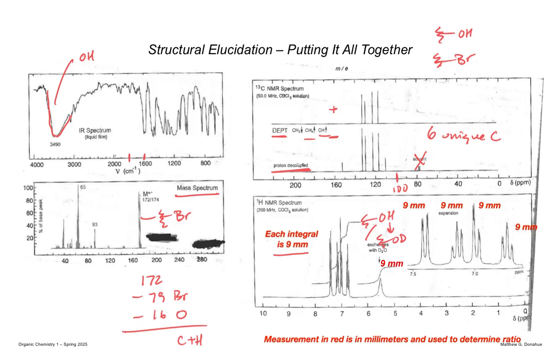Notice the integrations are all 9 millimeters, right? If we take 9, divide by 9, we get 1. So that's telling us each of those integrates to 1 hydrogen. So 1H, 1H, 1H, 1H. We already know OH is 1H. So what do we have? If we put this all together, we said we have 6 carbons, 1, 2, 3, 4, 5 hydrogens.